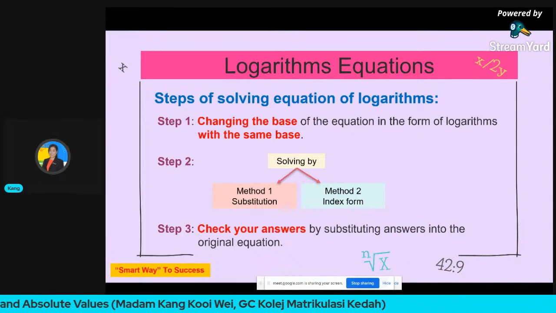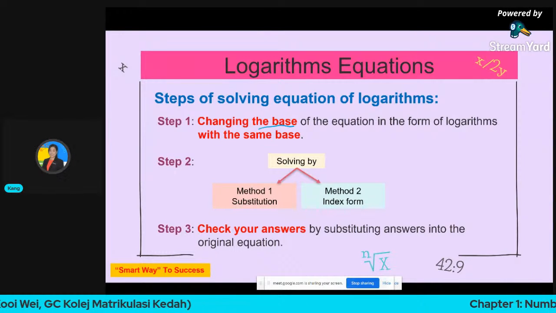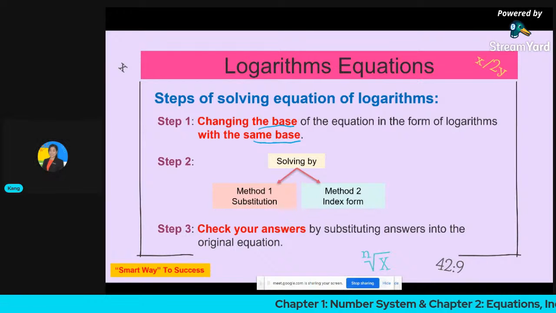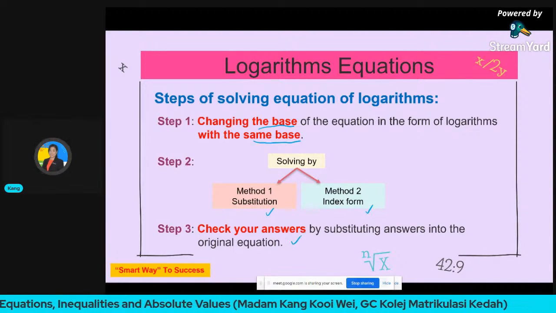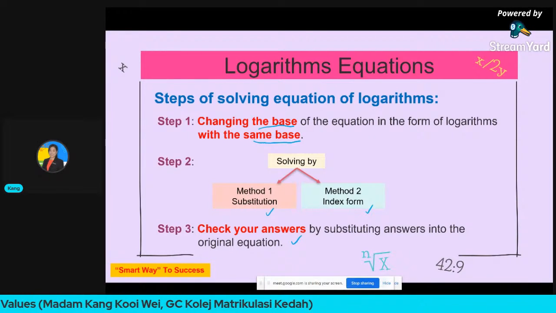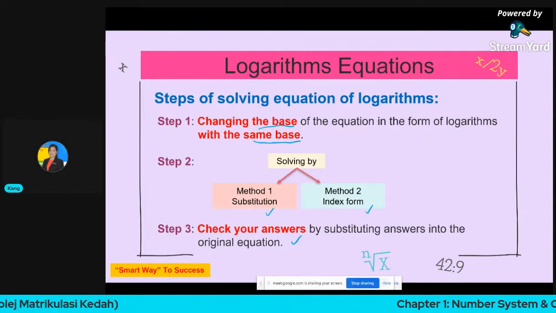For the first step, we need to change the base of the equation in the form of logarithm with the same base. We get the same base first. Then to solve it, we have two methods. The first method is using the substitution. The second method is using the index form. Then we need to check our answer by substituting the answer into the original equation. Like the third equation just now, we need to check the final answer.